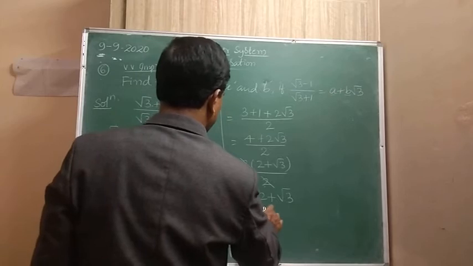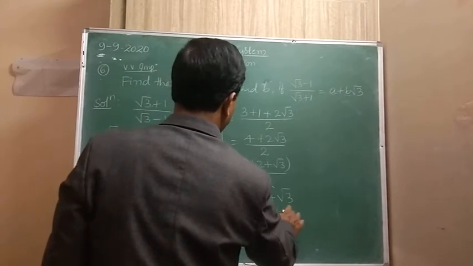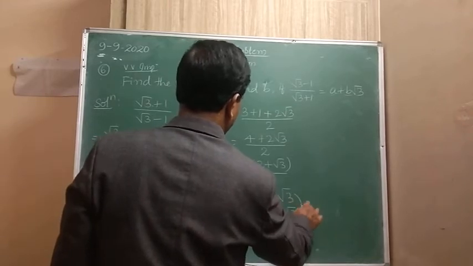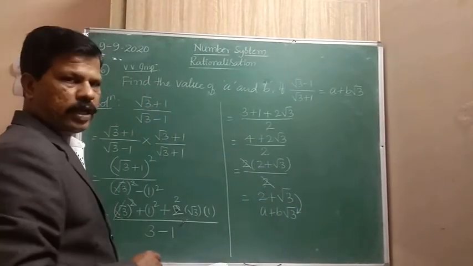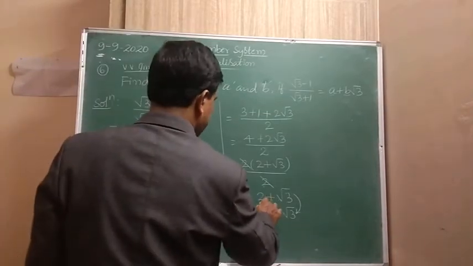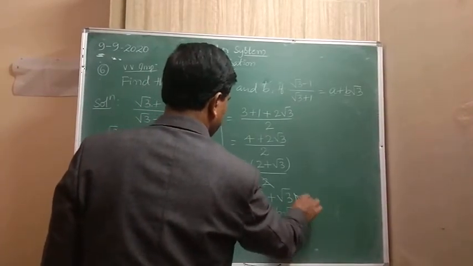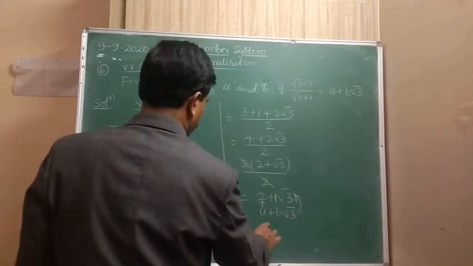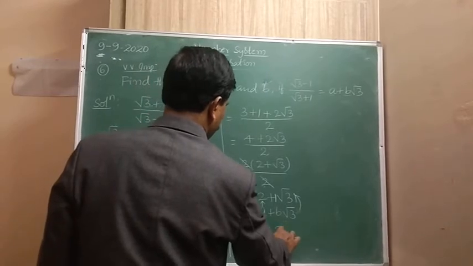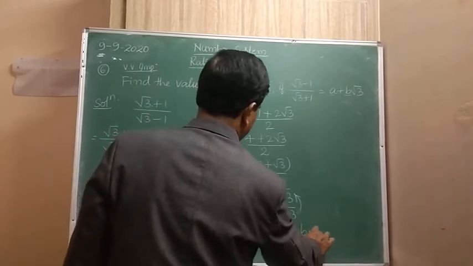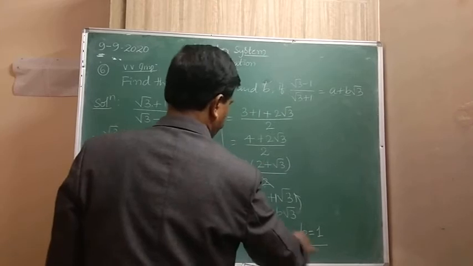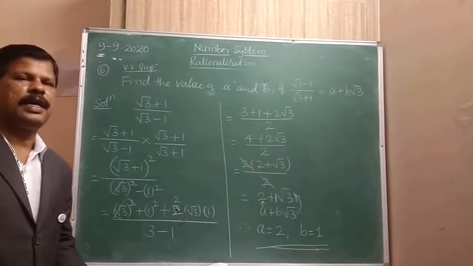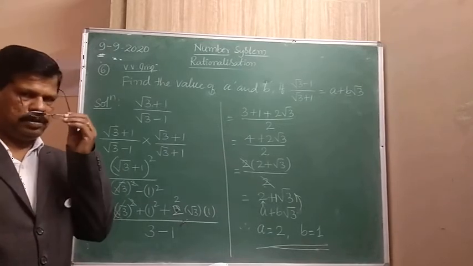Now compare this with a plus b root 3. Here root 3 is the same. Is it right? Root 3 is the same. So a is equal to what? 2, and b, where there is nothing, means 1. Therefore a is equal to 2 and b is equal to 1. This is the way of finding the value of a and b. Clear?